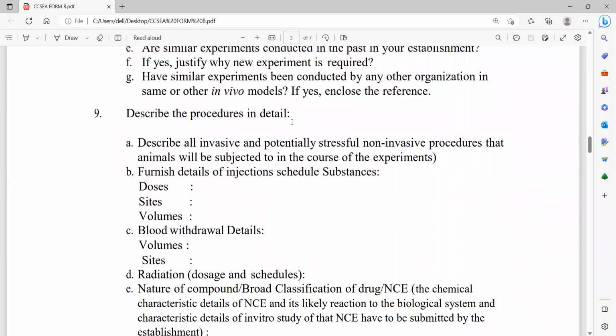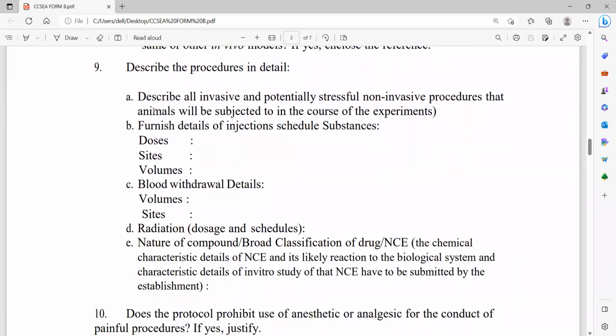Then describe the procedure in detail. This is related to procedure: all invasive and potentially stressful non-invasive procedures that the animal will be subject to in the course of experiments. So you have to mention all the processes, invasive and non-invasive, which you are going to carry out. Then the injection schedule is very important. What is the dose? You have to mention the specific dose. Then the site, whether it is oral, subcutaneous, or intravenous. And then the volume. How much you are going to administer in terms of ml, that is 5 ml, 10 ml, 15 ml, has to be mentioned properly.